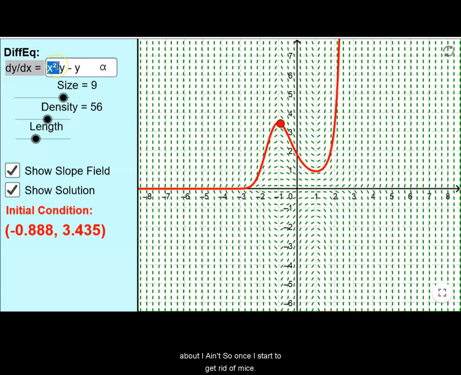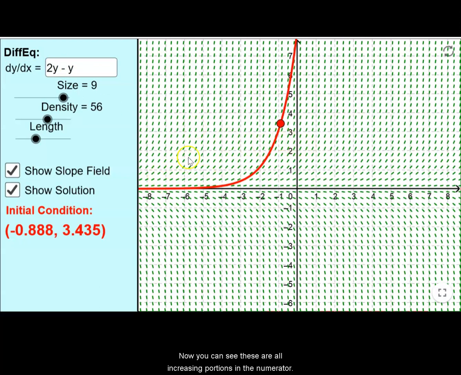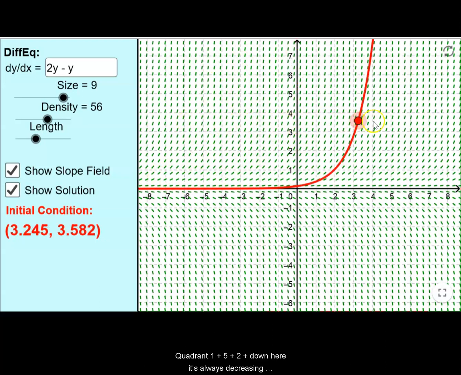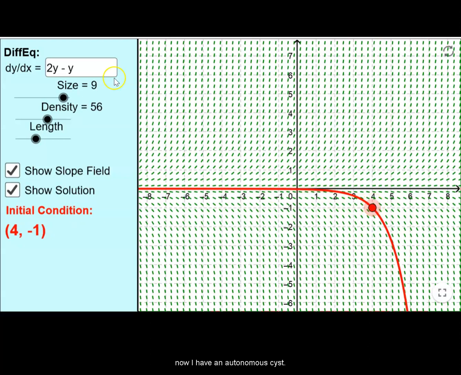So once I start to get rid of my x, now you can see these are all increasing portions in quadrant 1 and quadrant 2. And down here, it's always decreasing. Now I have an autonomous system with an equilibrium point at 0, 0. This is an equilibrium solution, and everything above this has a positive slope or negative slope. Let's say I throw in a square here.